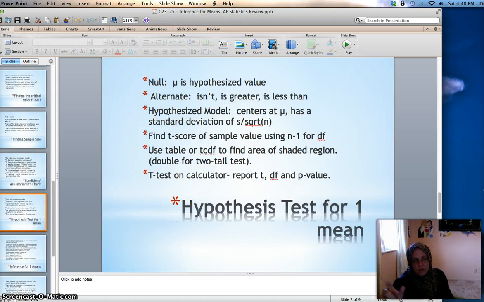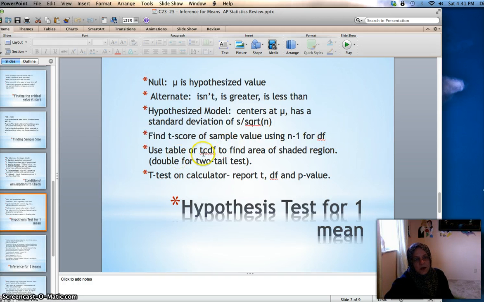Then your hypothesized model, right? If you draw the model in question, it would center at the hypothesized mean, and it would have a standard deviation of the standard deviation of your sample over the square root of n. And then you would find the value that you got in your sample on that model, flag it, and then you would look for the test statistic, the t-score, analogous to a z-score, of that sample value or more extreme, using n-1 for the degrees of freedom.